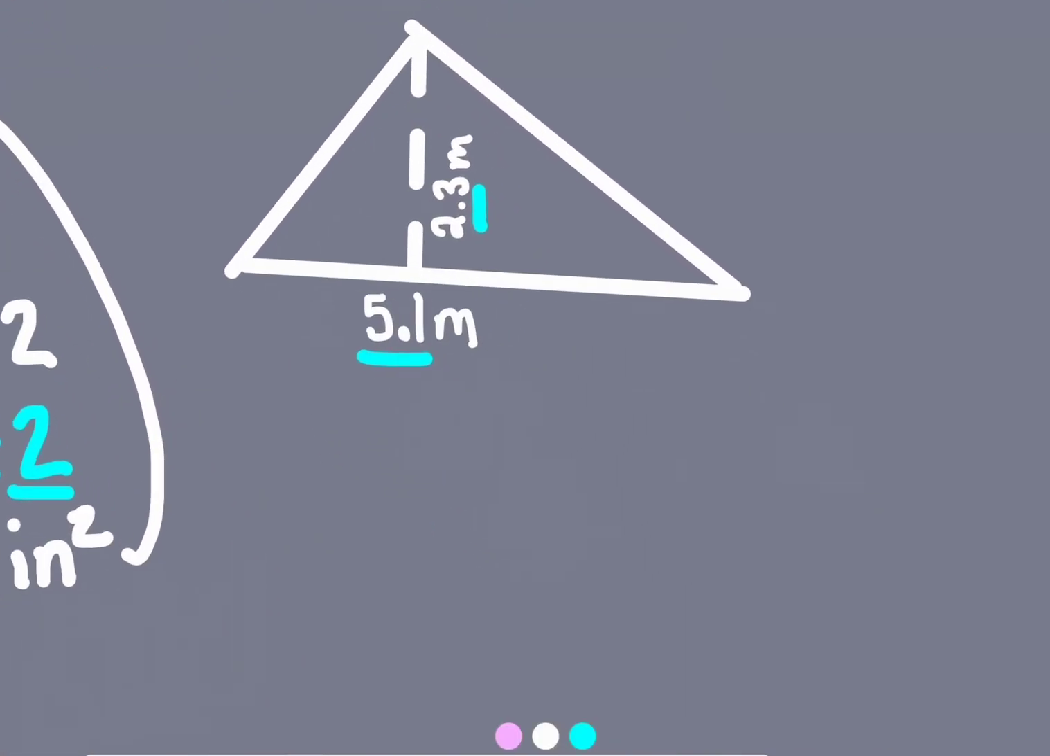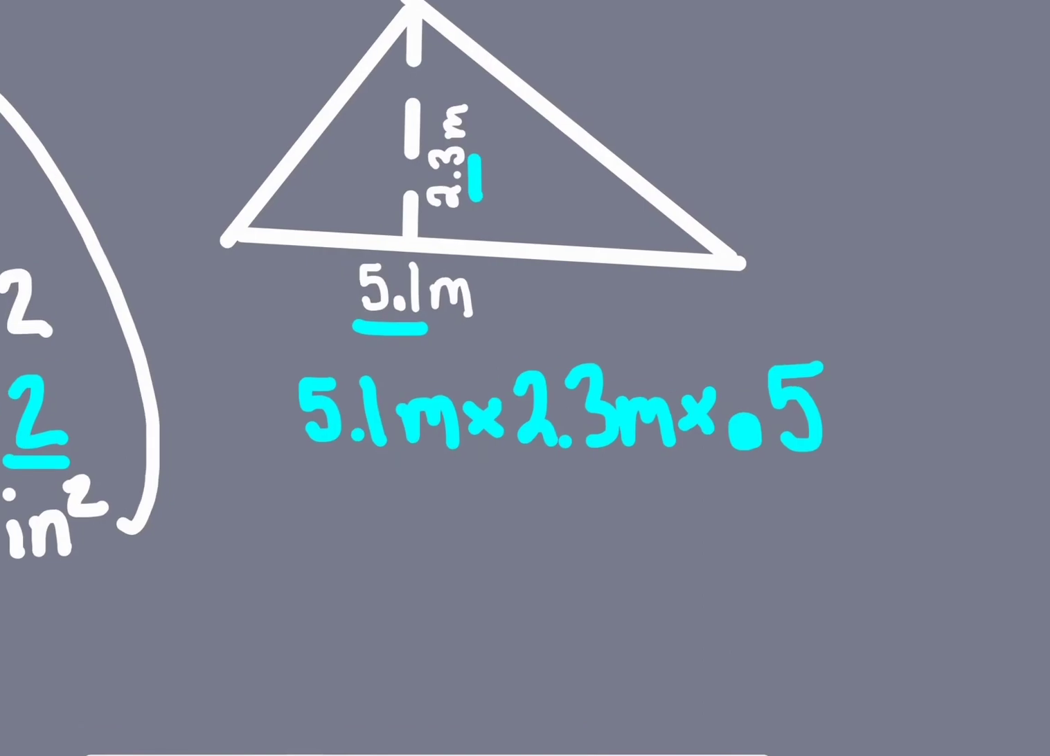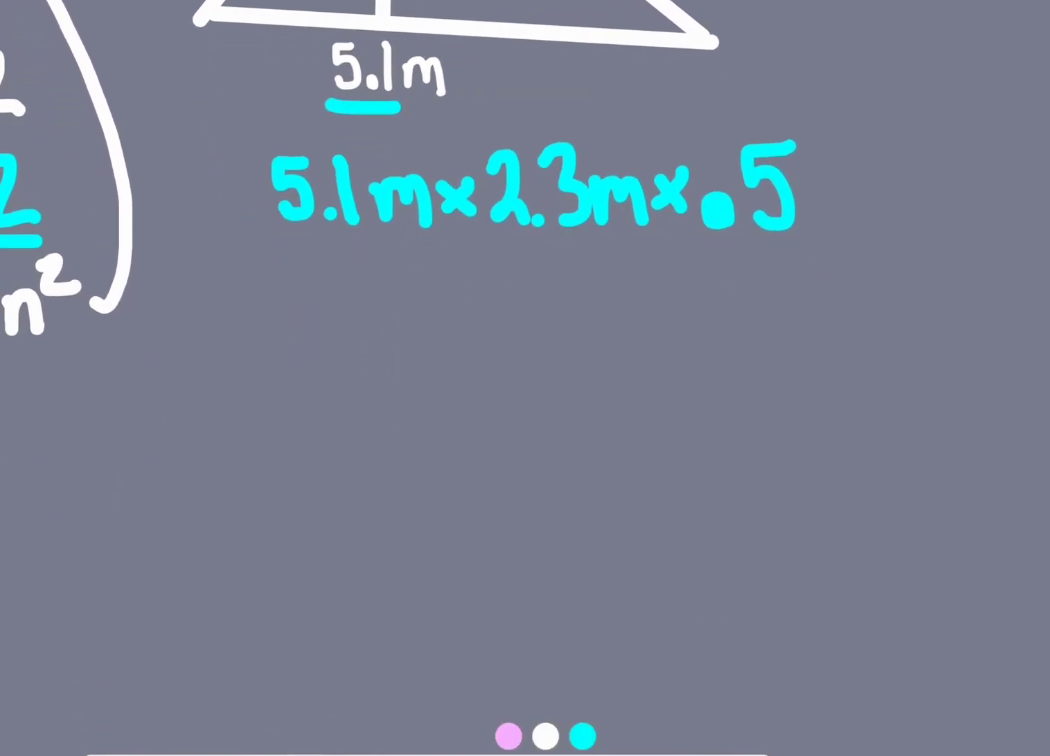So I have the base. The problem will be set up as base times height, 2.3 meters. And instead of at the end dividing by 2, I'm actually going to multiply it by 0.5. Because when you multiply by a half, you're actually making it smaller. So let's do the problem. We have 5.1 times 2.3. Put it down here so I have space.